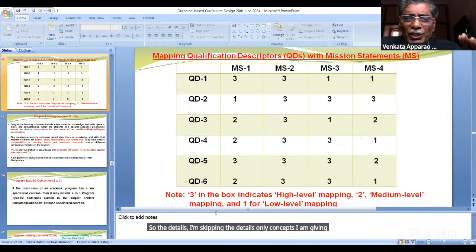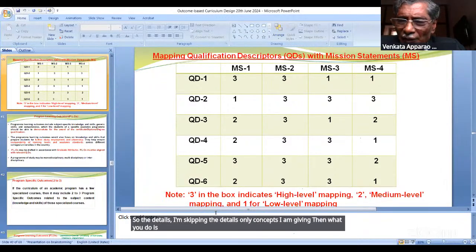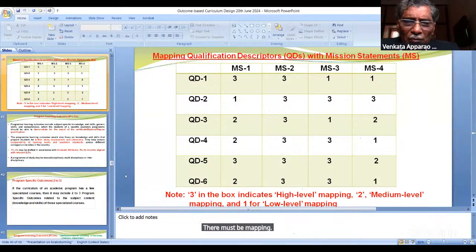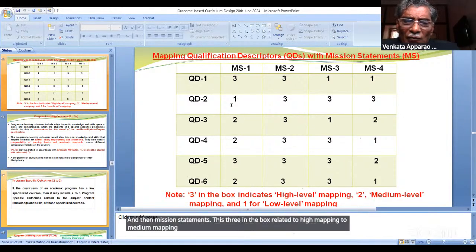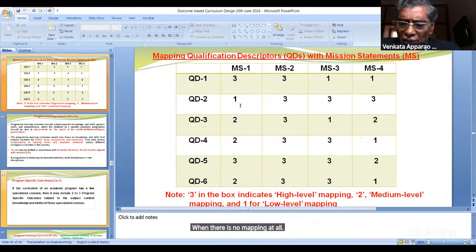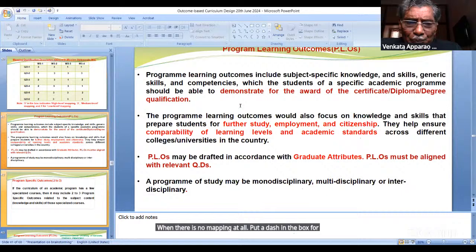Then what you do is, QD means qualification descriptors. For management studies, engineering, you call it PEO, program educational objectives. There must be mapping between PEO or QD here and then mission statements. For these, 3 in the box is high mapping, 2 medium mapping, 1 low-level mapping. When there is no mapping at all, put a dash in the box.